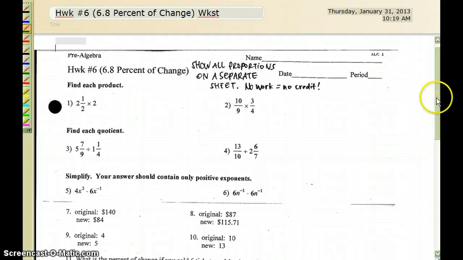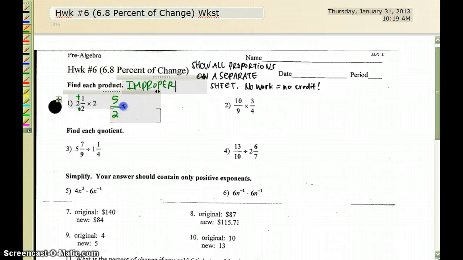I'm going to start with number 1. We're finding the product of these two numbers, and one of them is a fraction. Anytime we multiply fractions, I need to make sure that they're improper first. Then I can multiply improper. So 2 1/2 should be 2 times 2, then add the 1, giving me 5, and I keep the denominator 2, and then I'm going to multiply it with 2. Now 2 is the same as 2 over 1, and that'll help me multiply.